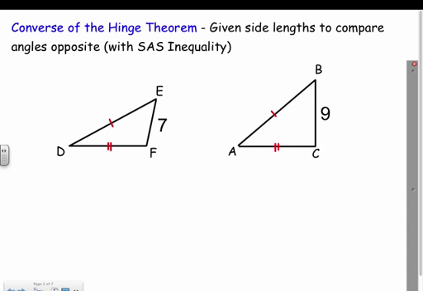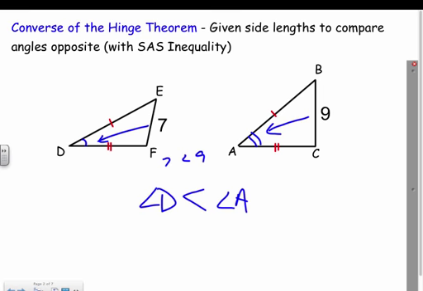So if I look at these two triangles, I'm comparing these two angles right in here, angle D and angle A, and what could I say about those two? Well, since I have the side-angle-side, the sides opposite I can look at, and I should know that angle D is going to be less than angle A because the side opposite, 7, is less than 9. So I know that angle D is less than angle A. So just like our angle-side relationships.